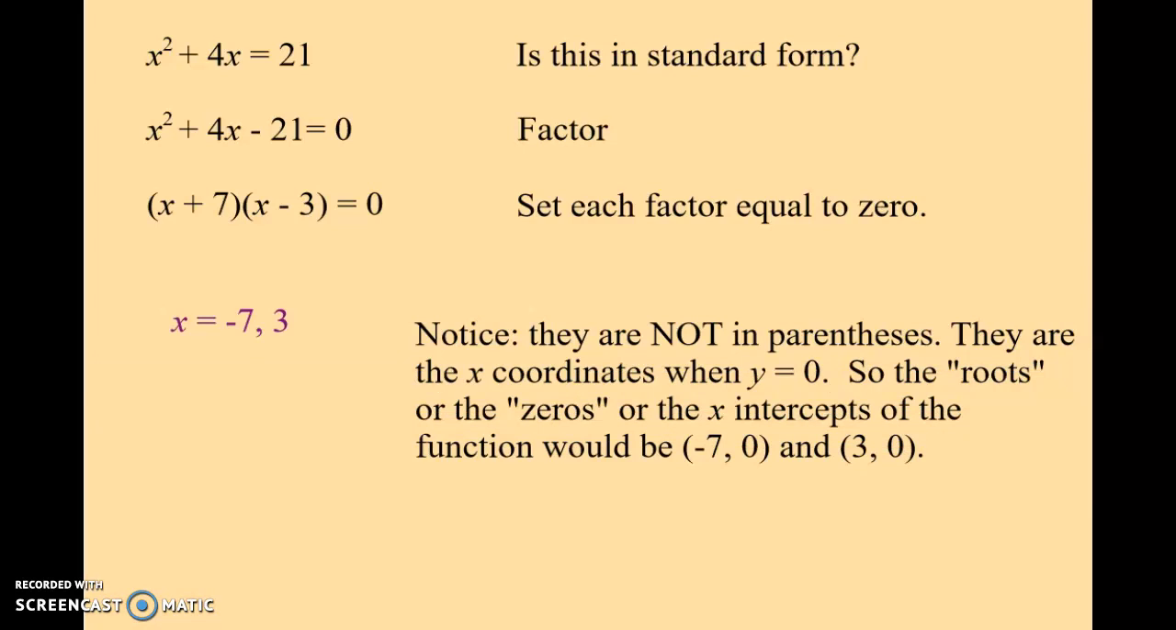Notice, those two numbers are not in parentheses. They're the x coordinates when y is equal to 0. They're the roots. They're the zeros. They're the x-intercepts. They're where the parabola will cross the x-axis on the graph. And there are two places where it crosses. And the places they cross would be (-7, 0) and (3, 0).